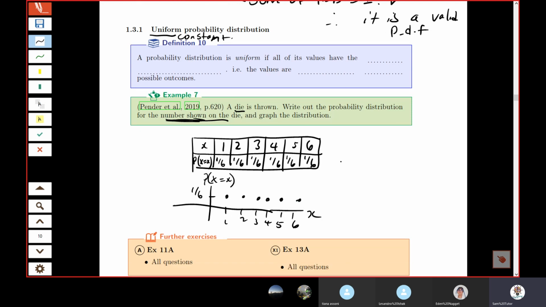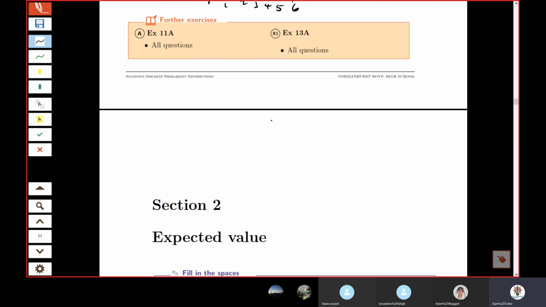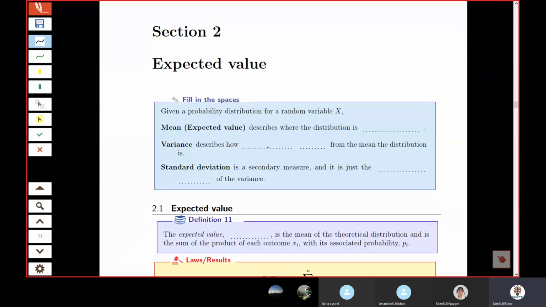All right, done. That's that one. And you're done with section 1. Now section 2, expected value.